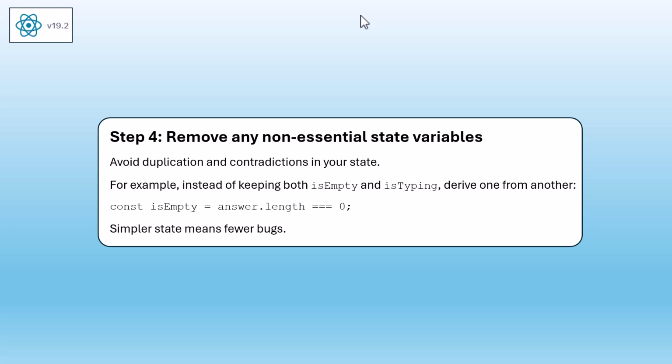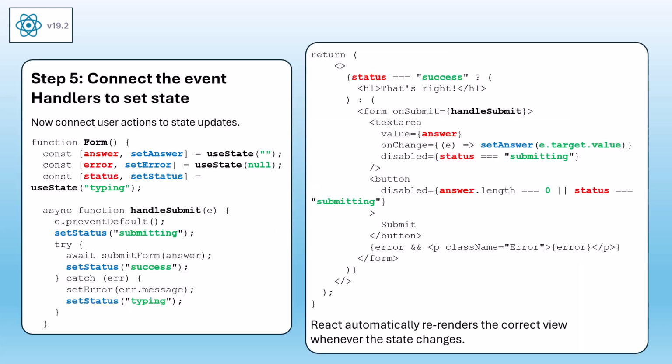In our example, after simplification, only 3 state variables are essential: the user's answer, the error message, and the current status of the form. That's it, clean, clear, and easy to reason about. Step 5. Connect the event handlers to update the state. Finally, you connect everything. Your event handlers, for typing, submitting, or handling responses, will simply update the state. React will automatically re-render the component to match the new state.